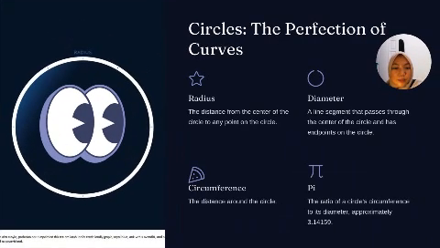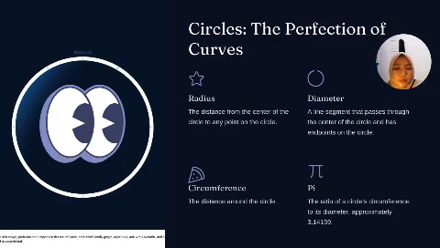Last, we will discuss circles. A circle is the perfection of curve. We have several elements of the circle. One is radius, the distance from the center of the circle to any point on the circle. Two, diameter, a line segment that passes through the center of the circle and has endpoints on the circle. Three is circumference, the distance around the circle.